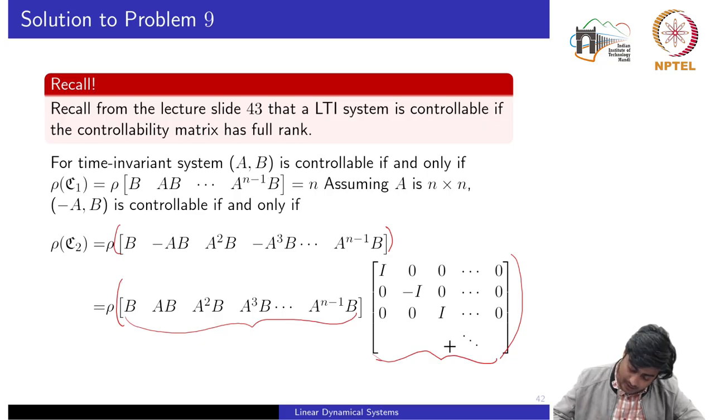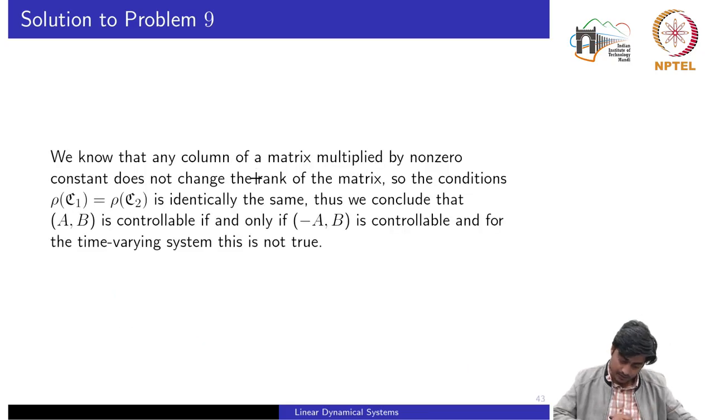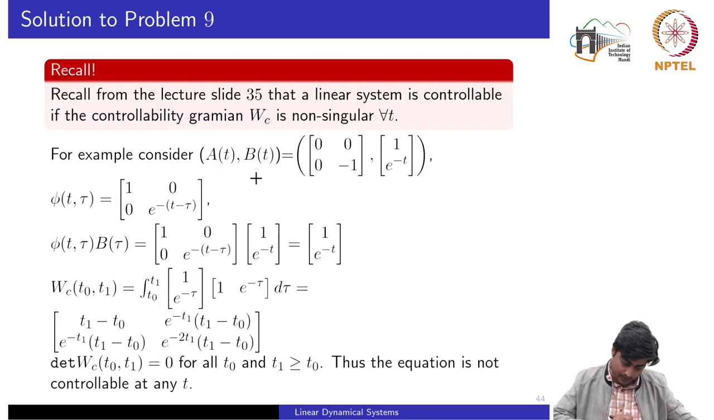And since pre-multiplication and post-multiplication by a non-singular matrix does not change the rank, the rank of this matrix would definitely be equal to the rank of the controllability matrix of the original A, B pair. Okay? So changing the sign of the A matrix does not affect its controllability properties in the LTI case. Okay.